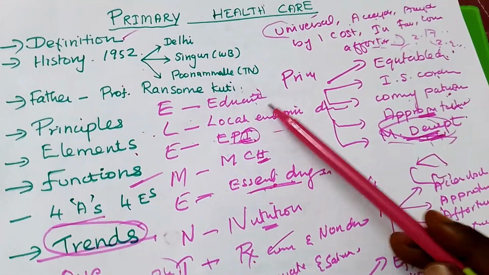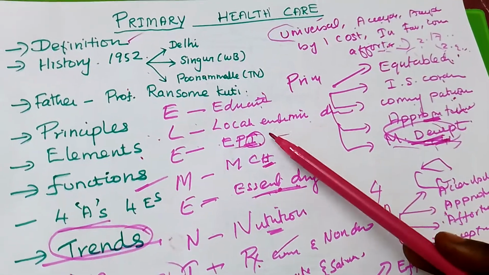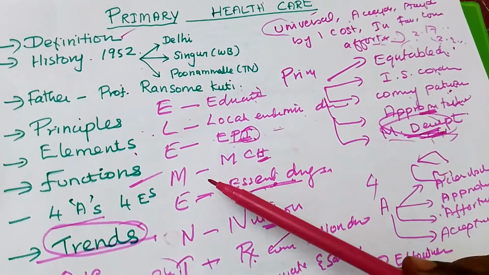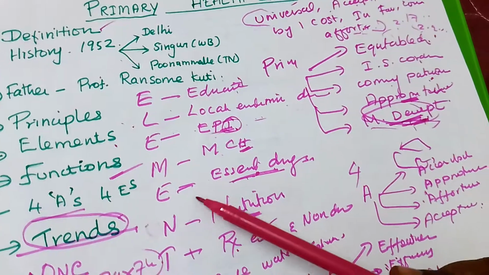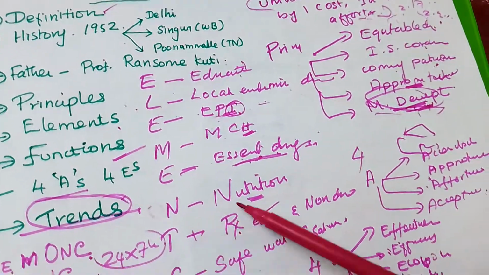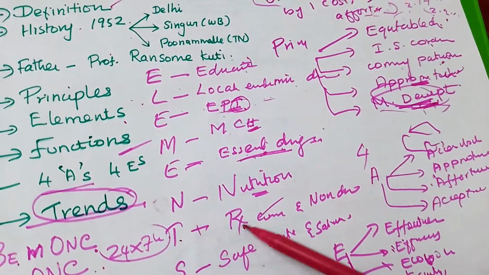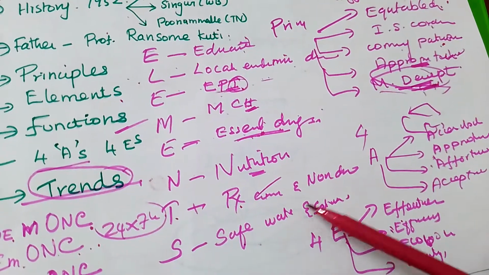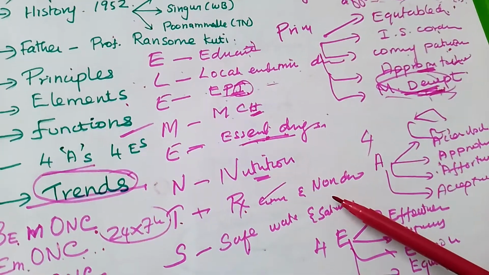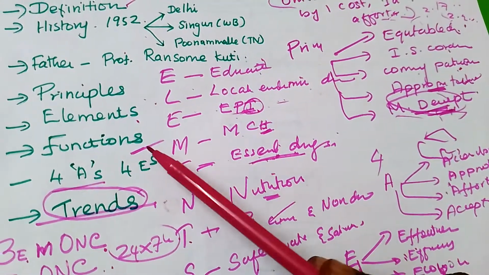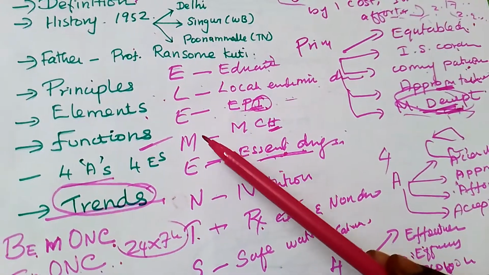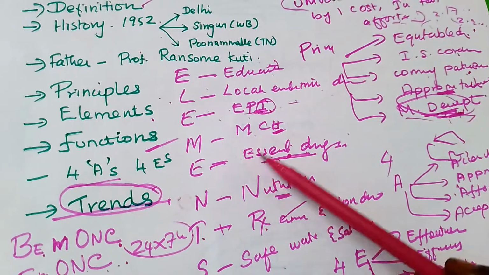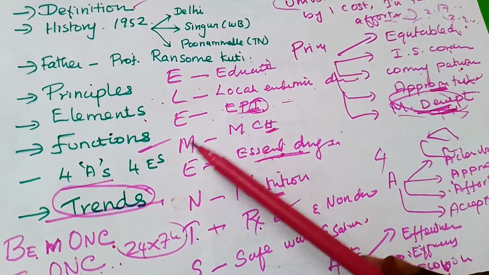ELEMENTS: you can put E for education, L for local endemic disease control, E for EPI, expanded program of immunization, M for MCH, E for essential drug supply to the people, N for nutrition, T for treatment of communicable and non-communicable diseases, S for safe water supply and sanitation. Understand? Then with the elements you can write the functions: antenatal, postnatal, immunization, vaccination, survey, home visit, school health program. All the functions you can write.